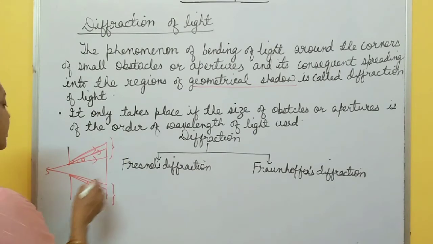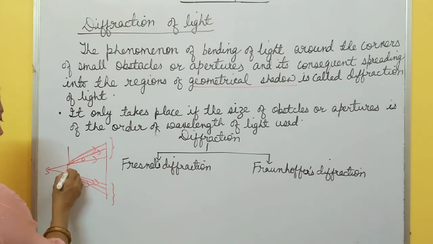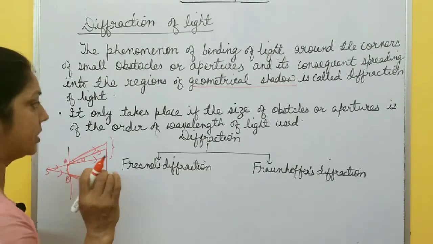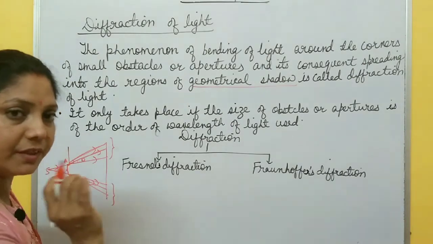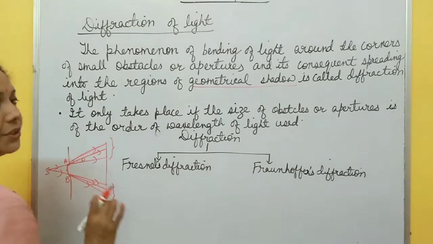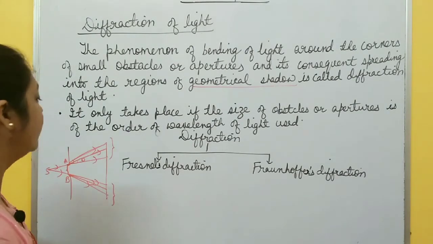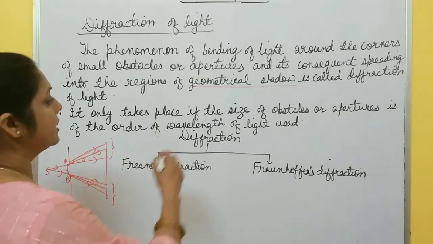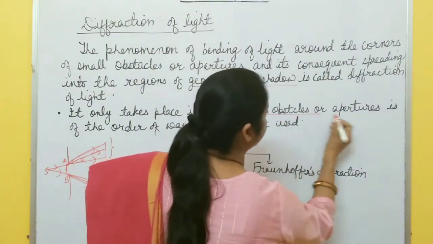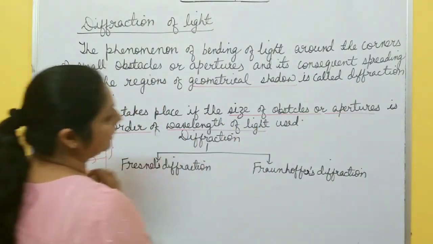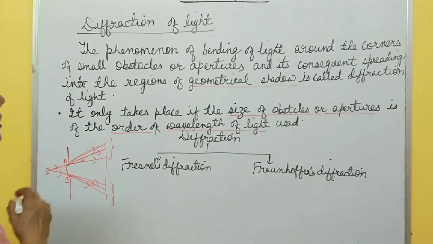But it only takes place if the size of this aperture AB is of the order of the wavelength of light used, and the wavelength of light is very small. So the size of the aperture should be very small to observe the diffraction pattern. Otherwise it will not be observed. So this condition is very important: the size of the obstacle or aperture is of the order of the wavelength of light used. So I think it's clear.